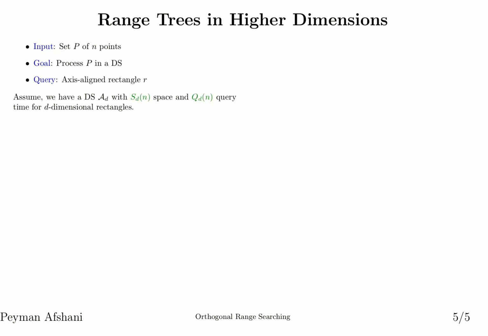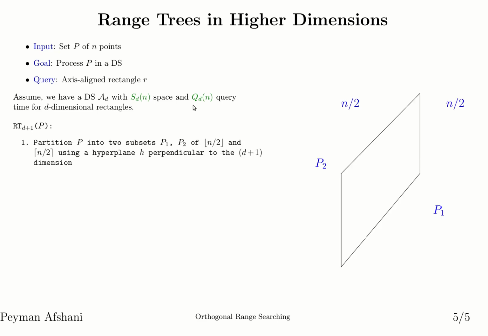dimensions. So assume we have a data structure AD that uses SD space and QD query time and can answer d-dimensional queries. We would like to extend this to dimension d+1. We can do this in the following way. Consider a set of points P. We split them into two subsets of roughly equal size using a hyperplane that is perpendicular to the d+1 dimension. So imagine this dimension is the d+1 dimension, and we're using a hyperplane that is perpendicular to this dimension.